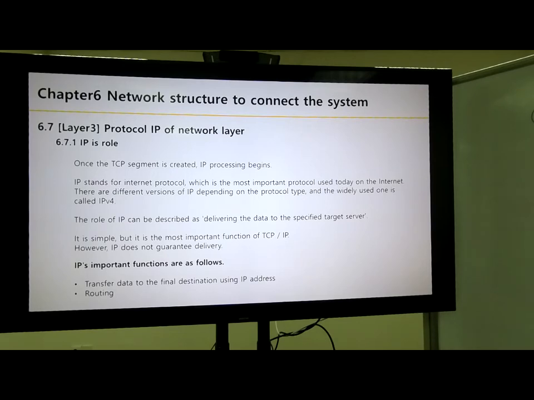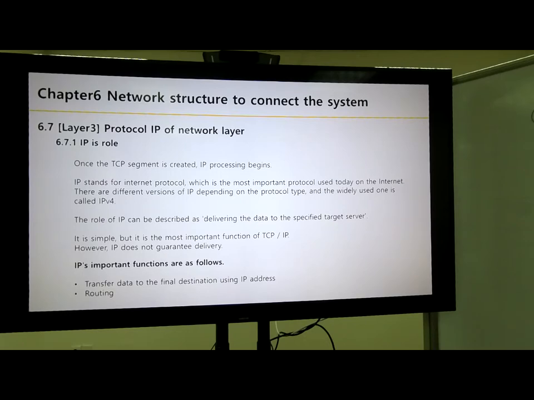Okay, so routing describes delivering the data to the specified target server. That's all. It doesn't care whether the data is broken or not, and there's no need to receive information, just delivery. It's simple, but it's the most important function of TCP/IP. However, IP does not guarantee delivery. But we don't worry about that because TCP guarantees the data, so we can use TCP/IP for our data.